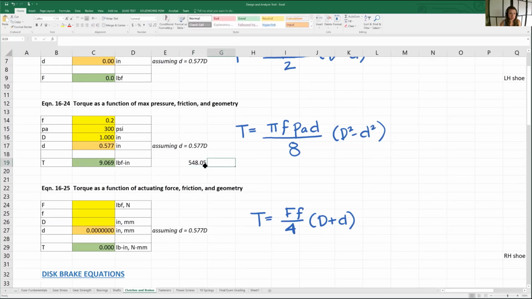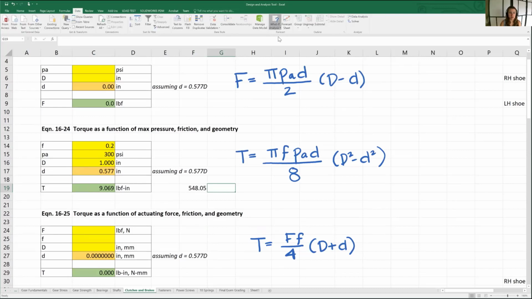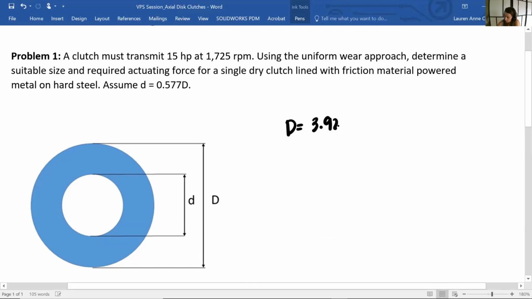Now we're going to goal seek for the big D that is going to give us a torque of 548.05. Data, what-if analysis, goal seek: set this cell to 548.05 by changing cell D. So our big D would be exactly 3.924, and then the little d, 2.264 inches. So far we've gotten big D equals 3.924 inches, and little d equals 2.264 inches.